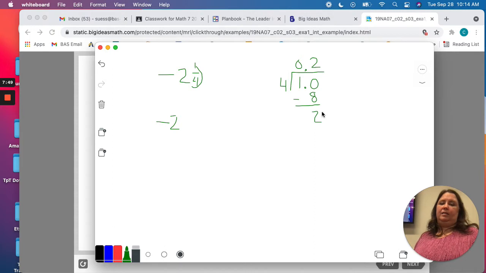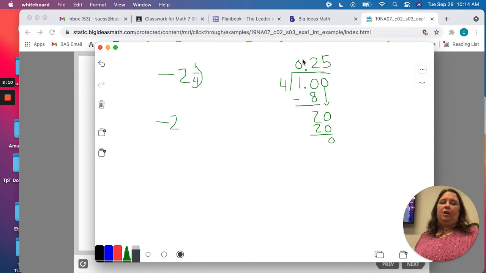Okay, I need to divide all the way till this is done, so I'm going to put another 0. Bring my 0 down. 20. 4 goes into 20 how many times? 5 times, which is 20, right? So then my remainder is 0, so I'm done.